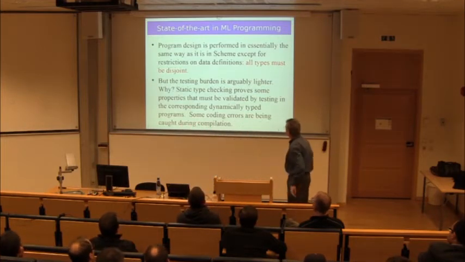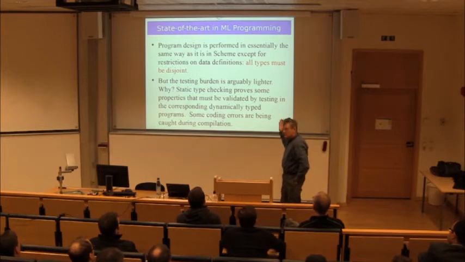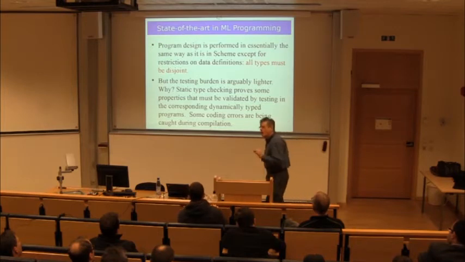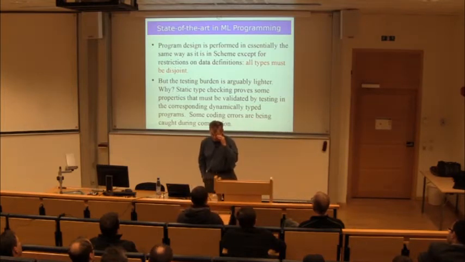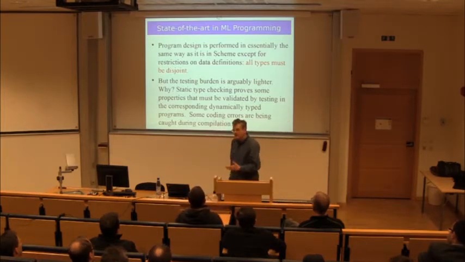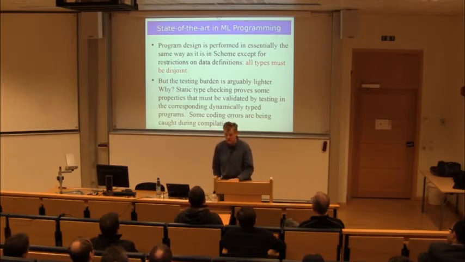Okay, so now let's look at the state of the art in ML programming. In fact, the recipe that I described before could be used essentially in the same way for ML, but there's a problem that comes up if you're actually tackling a problem that's subtle, and that is when you define the data domains, you've got to set them up so all types are disjoint.